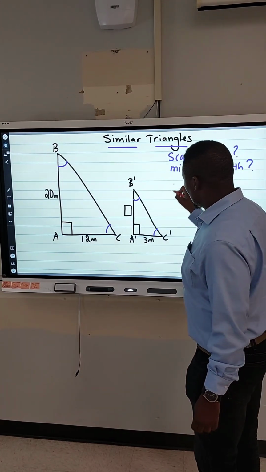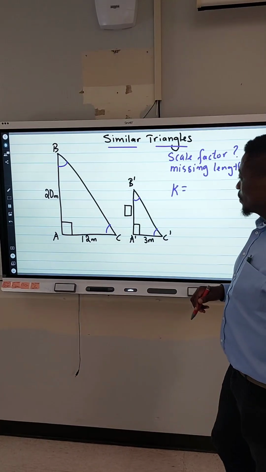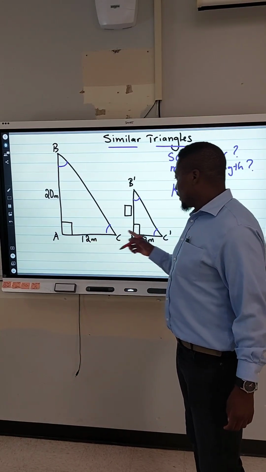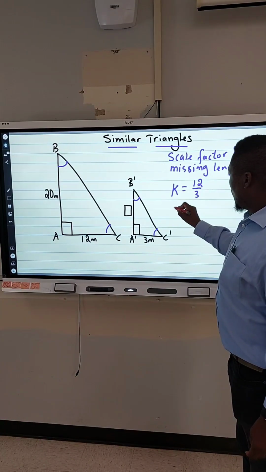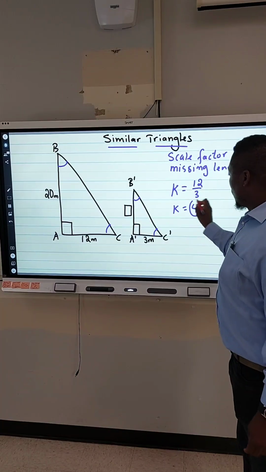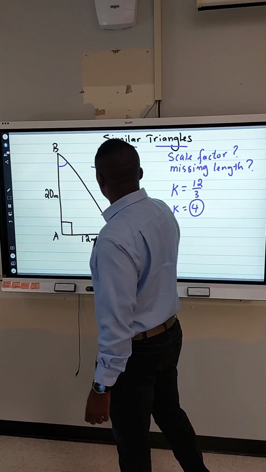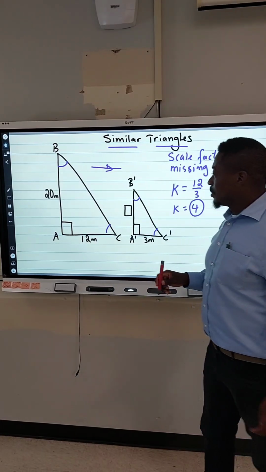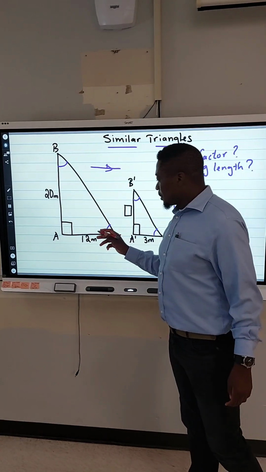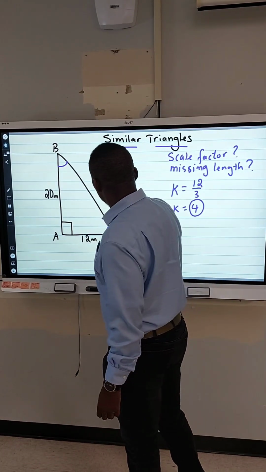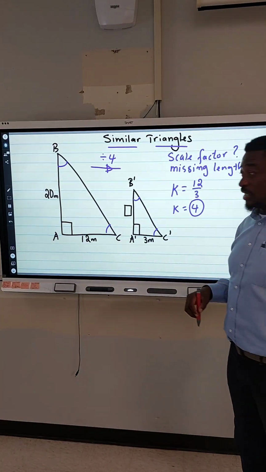We don't know this length and we don't know the scale factor. So let's start with the scale factor. To get the scale factor, we divide 12 by 3. So the scale factor is 12 divided by 3, and our scale factor is 4. Now this number 4 tells us that the transformation from the bigger triangle to the smaller triangle is a division by 4. We divide each side by 4.